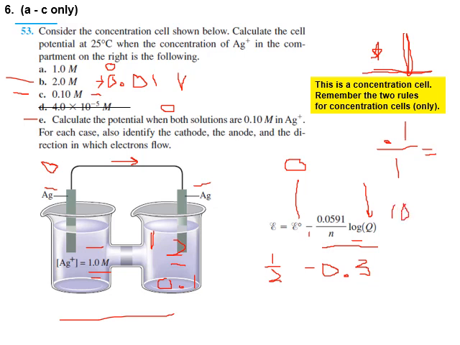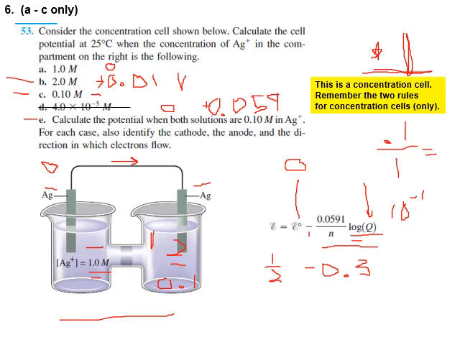The log of 10 to the minus 1 is just the exponent of that, which is minus 1. So that means that this part right here is going to be minus 1. Minus 1 times minus 1 will be plus, and then it will be multiplied by 0.0591. So it's going to be plus 0.0591 for this part right here. I'm just going to write this as 0.059 to save some effort here. Okay.